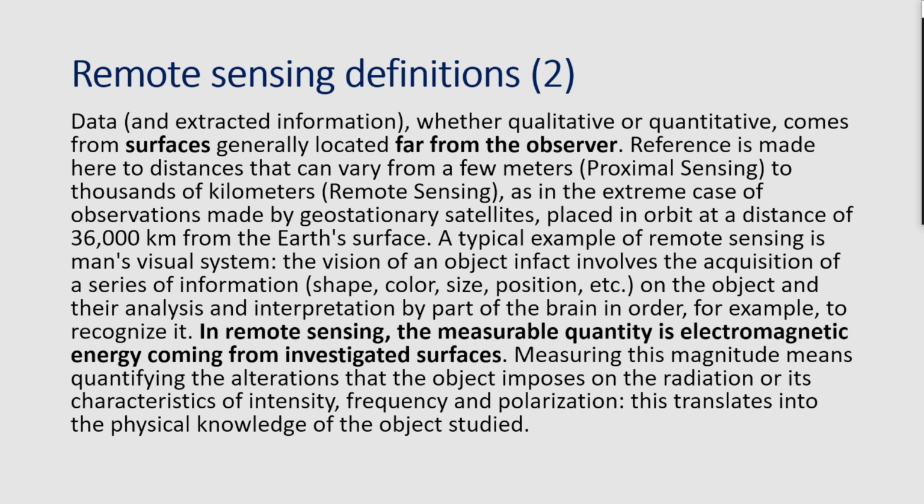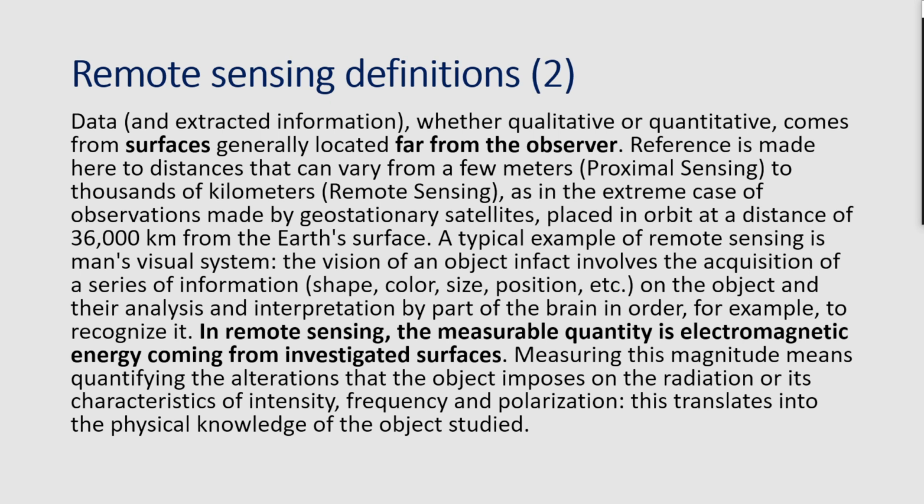Reference is made here to distances that can vary from a few meters, proximal sensing, to thousands of kilometers, remote sensing, as in the extreme case of observations made by geostationary satellites, placed in orbit at a distance of 36,000 kilometers from the Earth's surface. A typical example of remote sensing is man's visual system.